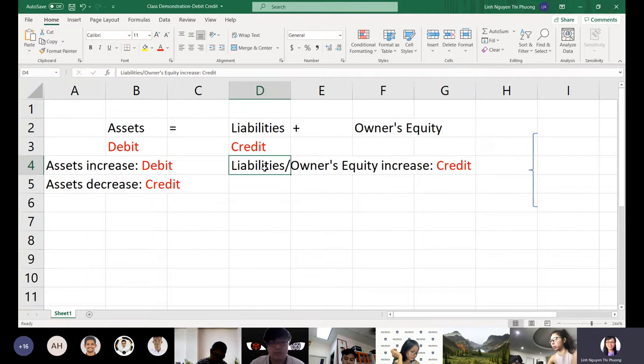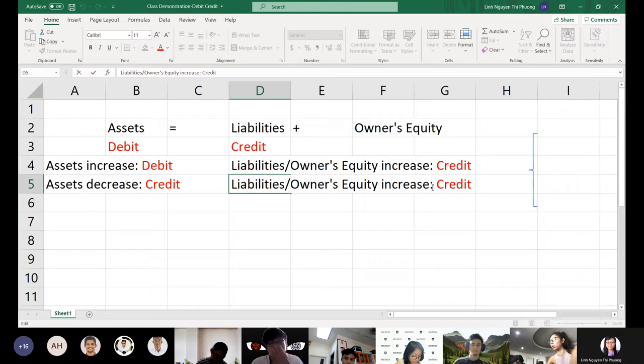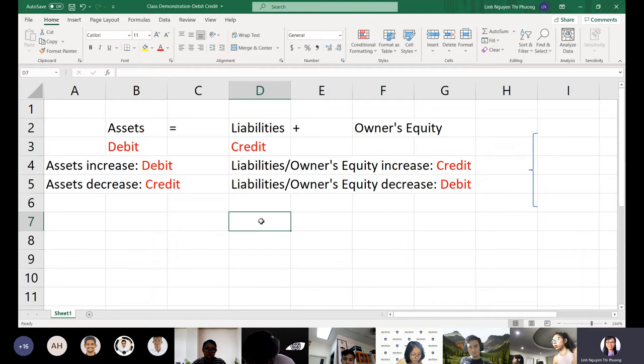Now, liability and owner equity, what do we do when it's decreased? Debit. We're going to debit because it is opposite of credit, right? Okay. So just remember that assets on the left side, we debit. Liability and owner equity on the right side. So whenever those increase, we credit. Opposite will be debit.